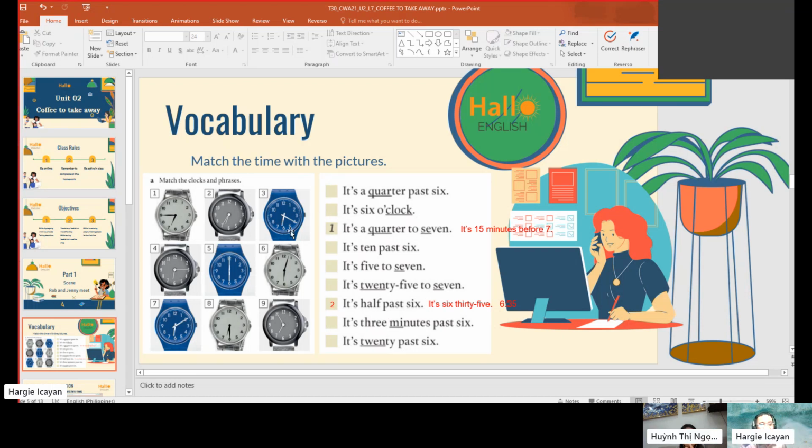Okay. Next, picture number 3. The time is 6:20. In the Philippines and in Vietnam we call this one 6:20, right? So the time is 6:20, but what about in London? It's 20 past. So it's 6:20. Usually they tell the time this way.